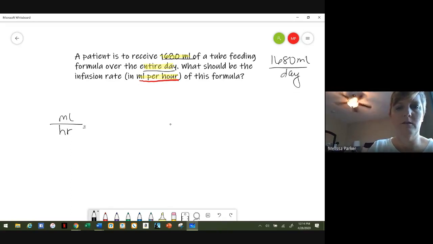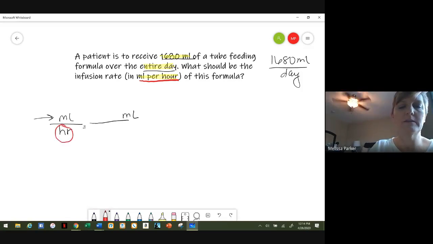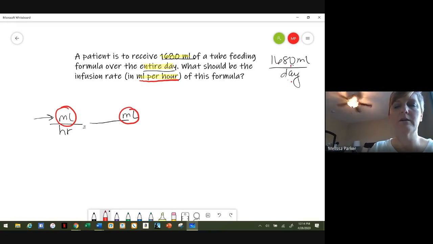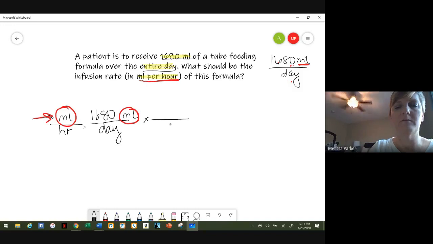Okay, so when I plug my information in here, I know this has to be mLs because it's what's in my numerator here. So don't pay too much attention to what's right here. I don't want you to focus on that. We only care about what's in the numerator. That's the unit that has to be here because this is mLs per day. It's not mLs per hour, but it doesn't matter because it has mLs here and mLs here. And that's what I want to start with. So 1,680 mLs per day, but I have to be able to get from day to hour.